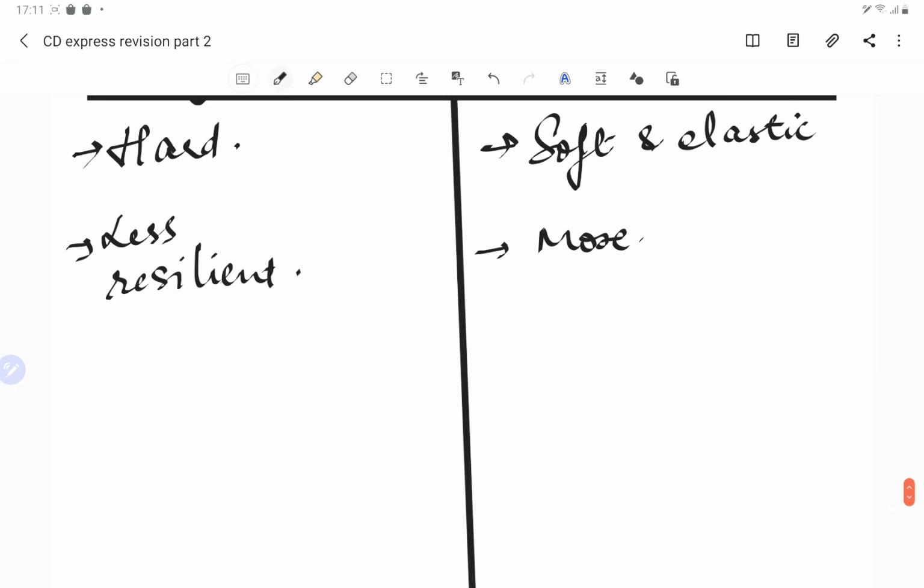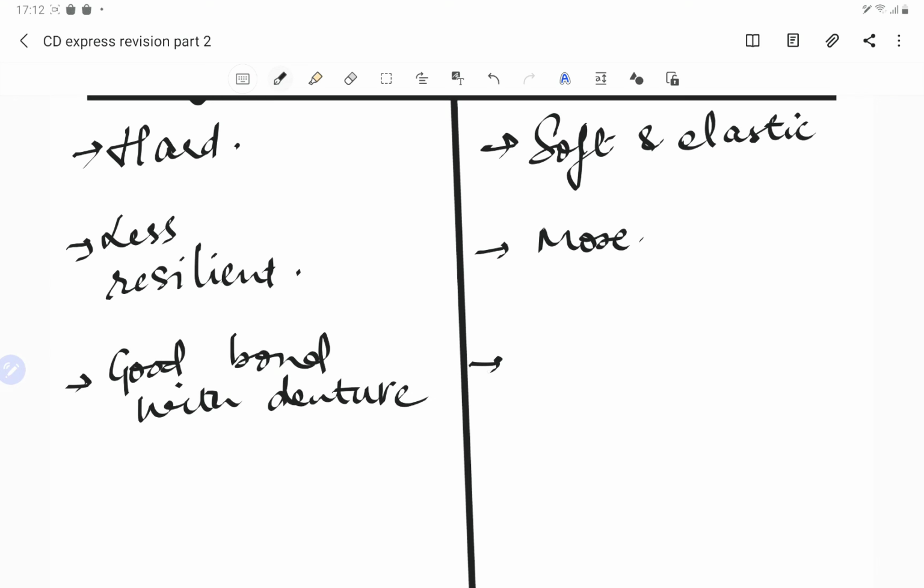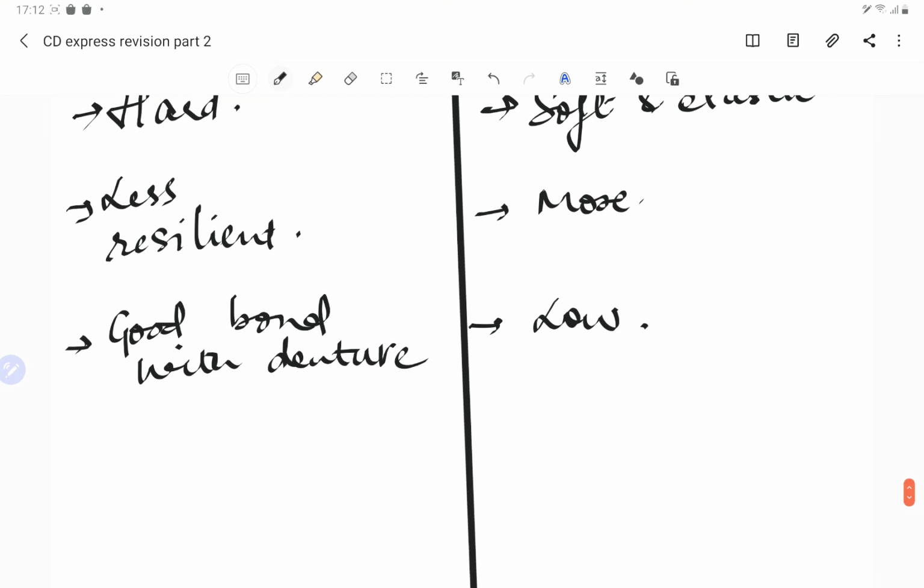And also the acrylic makes a good bond with the denture, because the denture is already made up of acrylic, so it makes a good bond with the denture. But on the other hand, the silicone has low bond strength. And also acrylic is hard, so it has better abrasion resistance.